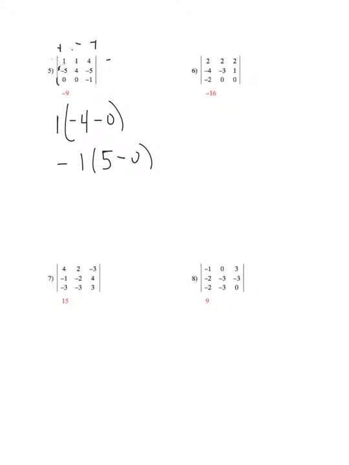Okay, and now I'm going to do it to the third one. So now I'm going to take this 4, so plus 4 times, cross out its row and column, and the determinant which is left is negative 5 times 0 minus 4 times 0. So this piece right here is 1 times negative 4. Then there's a minus. So this piece right here is 1 times 5.